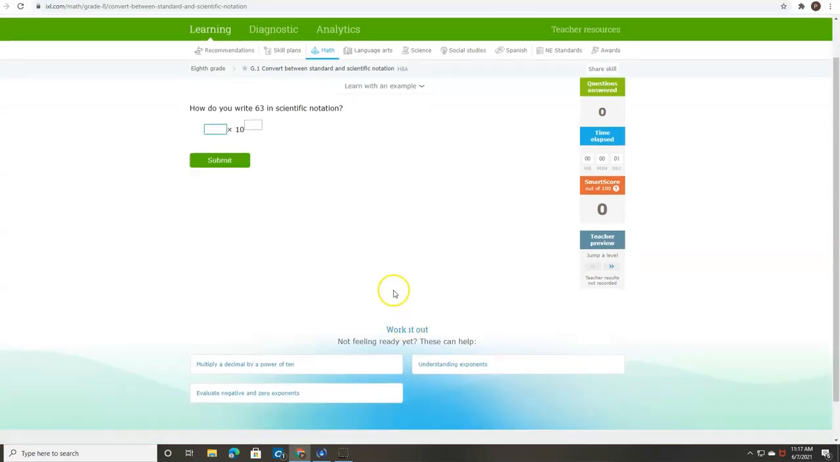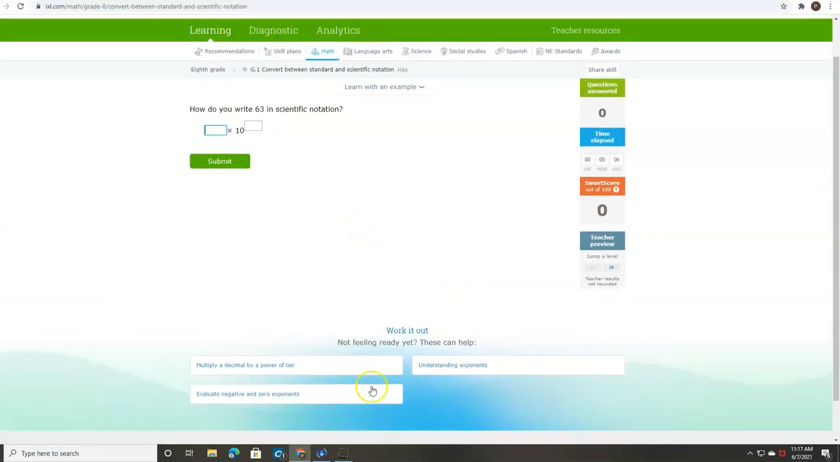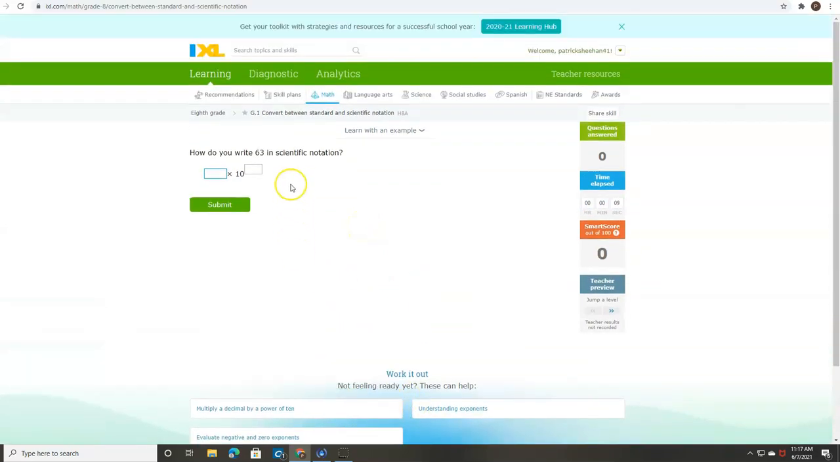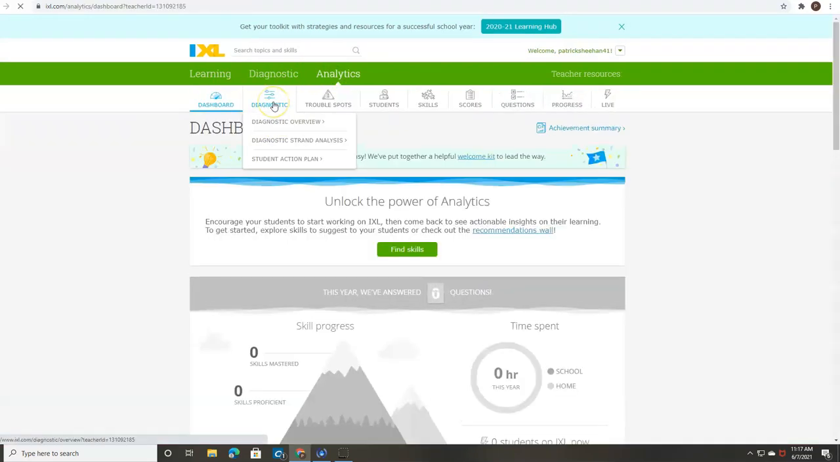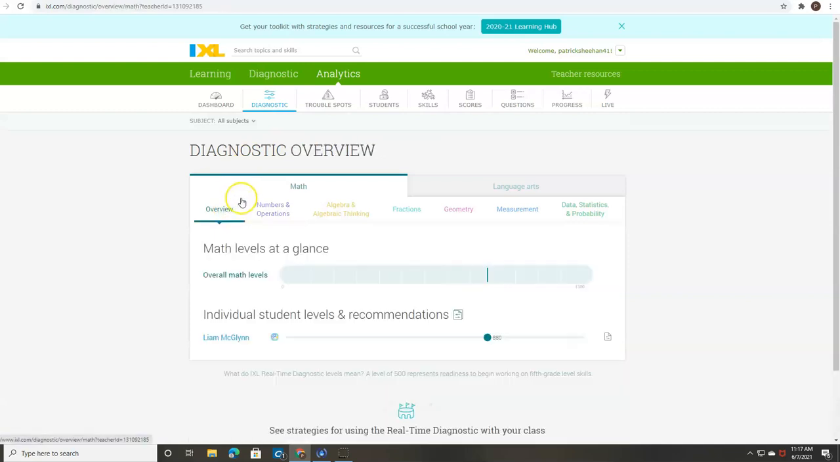And this would be what the student sees, and they have resources that they can use. And look what this did. It brought me back to learning, back to math. So let me just go back to where we were. Again, we were under analytics, we went to diagnostic, and then we went to diagnostic strand analysis. Again, a lot of the data you see will be represented in different ways, but they will be essentially saying the same thing.